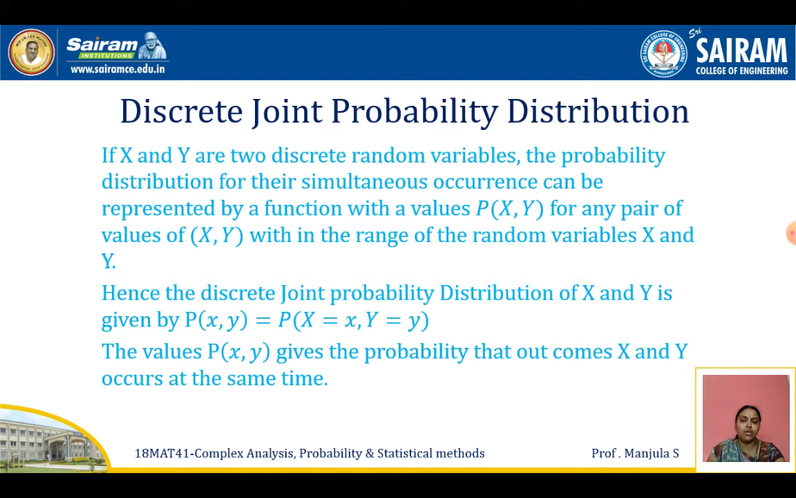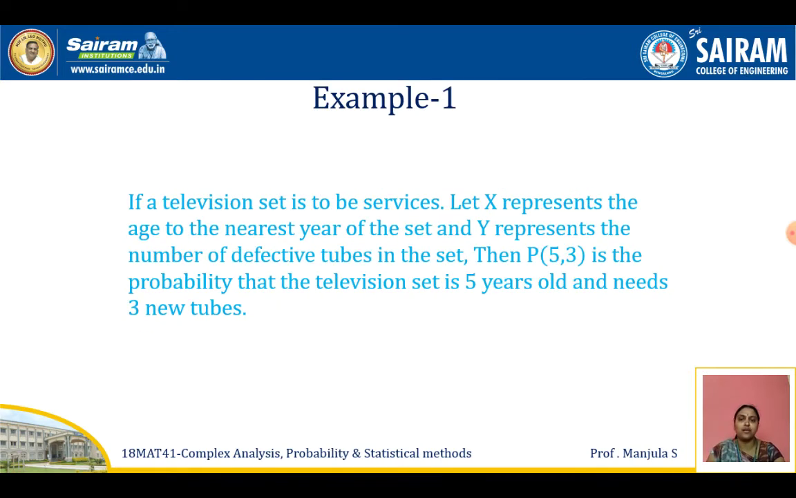So what is the meaning of this P of x comma y? P of X equals x and Y equals y. Here capital X, capital Y, those two represent the random variables, and x and y are the values of those random variables. The value P of x comma y gives the probability that outcomes x and y occur at the same time. That is what P of x comma y.